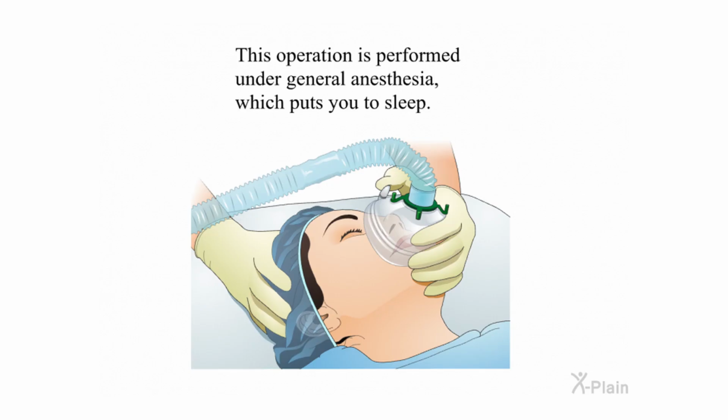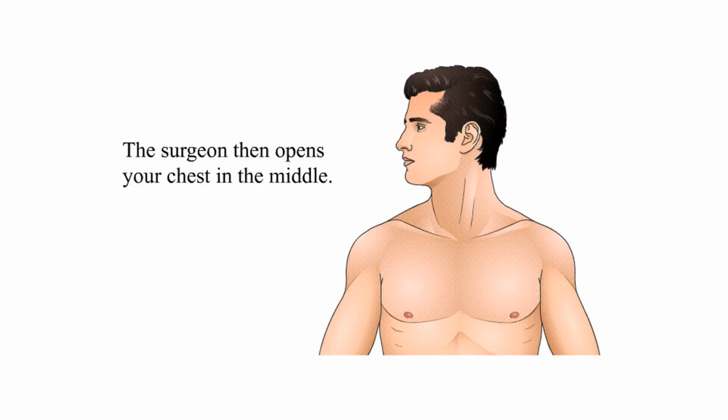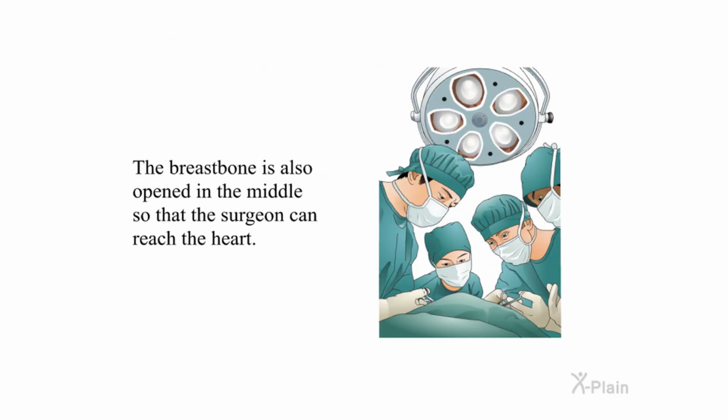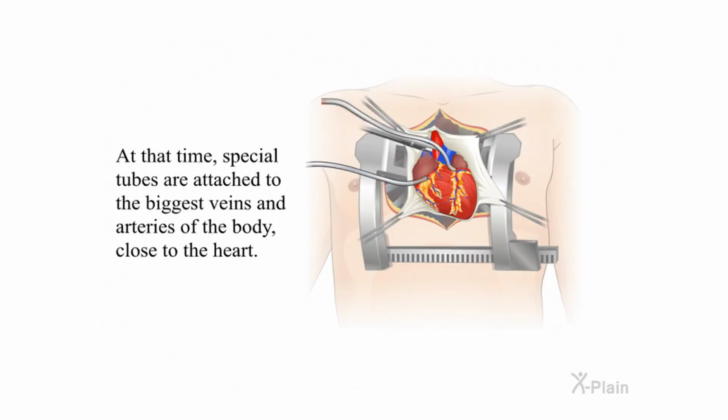Procedure. This operation is performed under general anesthesia, which puts you to sleep. The surgeon then opens your chest in the middle. The breastbone is also opened in the middle so that the surgeon can reach the heart. At that time, special tubes are attached to the biggest veins and arteries of the body, close to the heart.